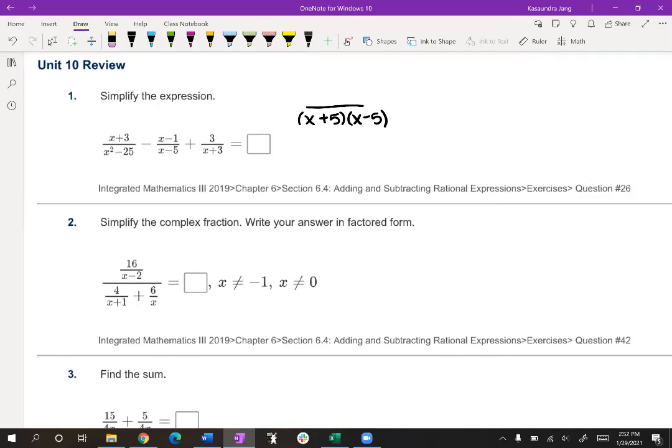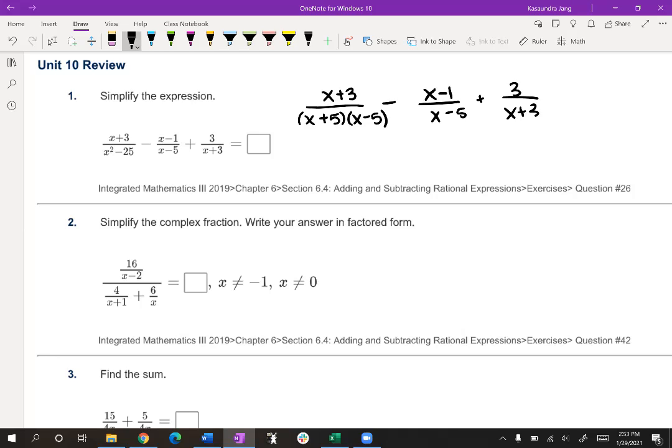Hopefully we are pretty familiar with the difference of squares. If you need to look at the formula sheet before the test, go ahead and do that and study these certain formulas for factoring. That was the only denominator I had to factor though. So the rest of these I'm going to write the way they are and see what they have in common.